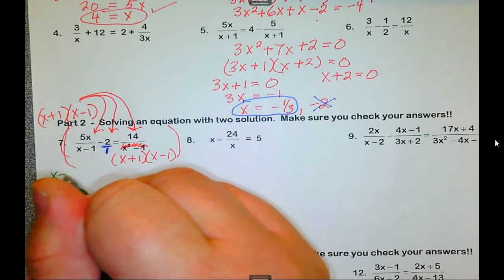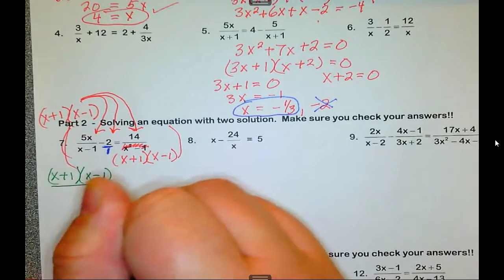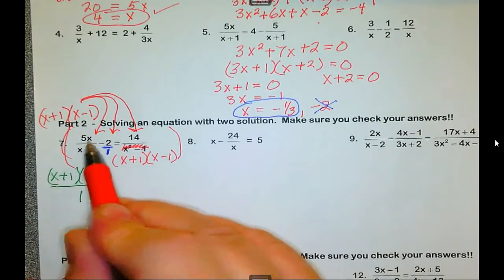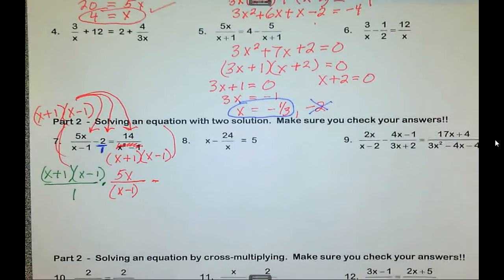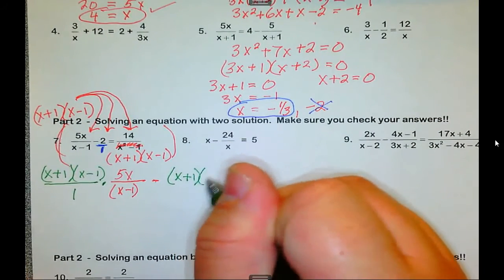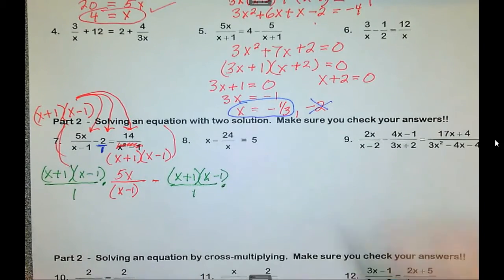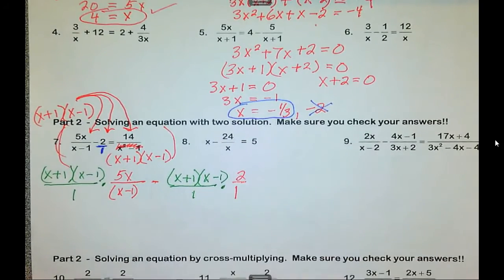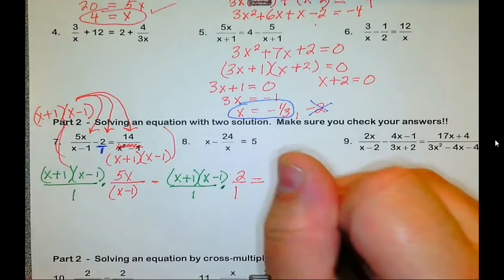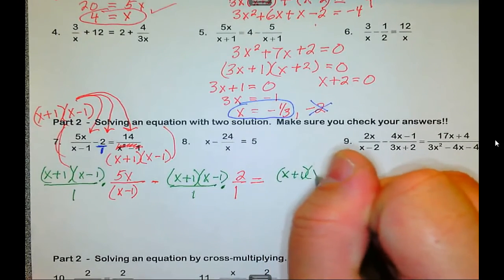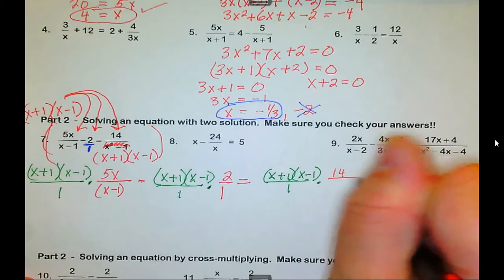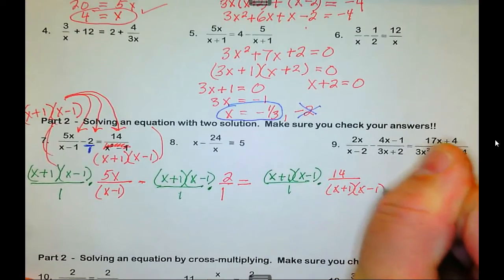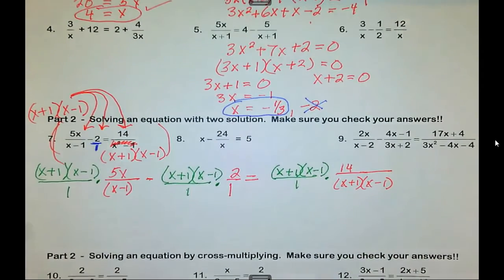Okay. So I'm going to take x plus 1, x minus 1 over 1 and multiply it by my first term, which is 5x over x minus 1, minus, I'm going to take my x plus 1, x minus 1 over 1 and multiply it by my second term, which is 2 over 1, equals, I'm going to take my least common multiple, x plus 1, x minus 1 over 1, and multiply it by my third term, which is 14 over x plus 1, x minus 1. Okay, you ready?